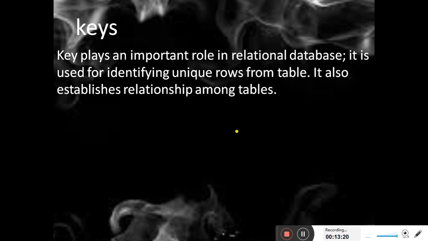Got it? Now what are keys? What do you mean by keys? Keys play an important role in a relational database. You can store multiple tables in one database, and in a relational database management system, you are storing tables which are related to each other. So there is a relationship between these tables. The keys play an important role in creating the relationship. They are used for identifying unique rows in a table, and they also establish the relationship amongst tables.